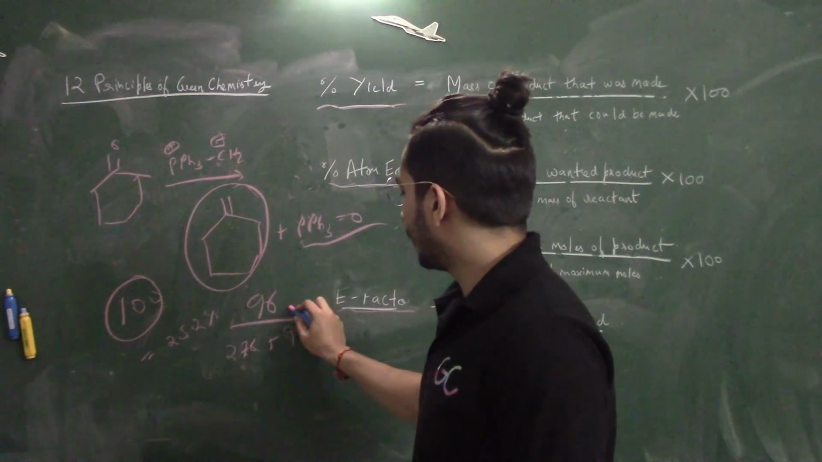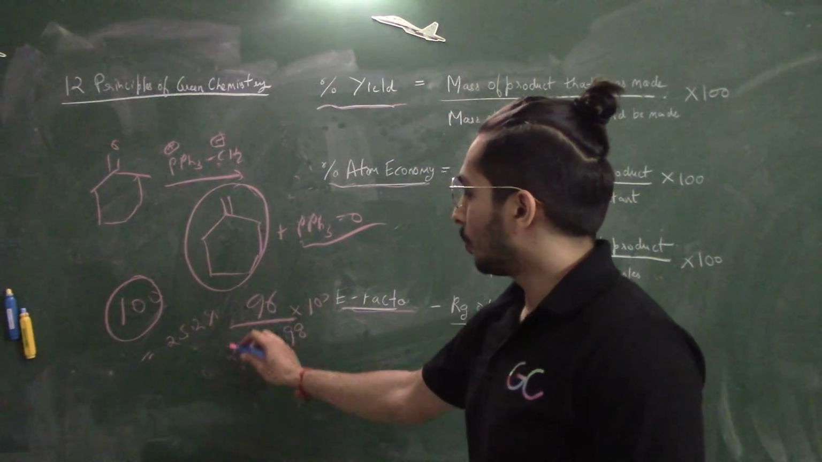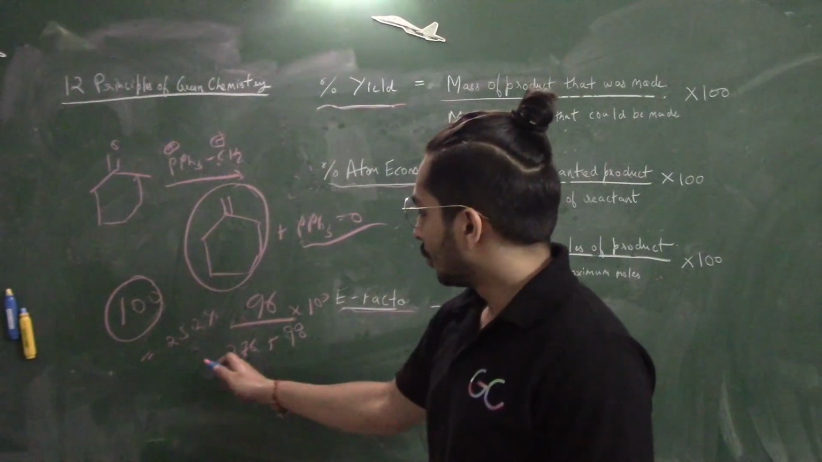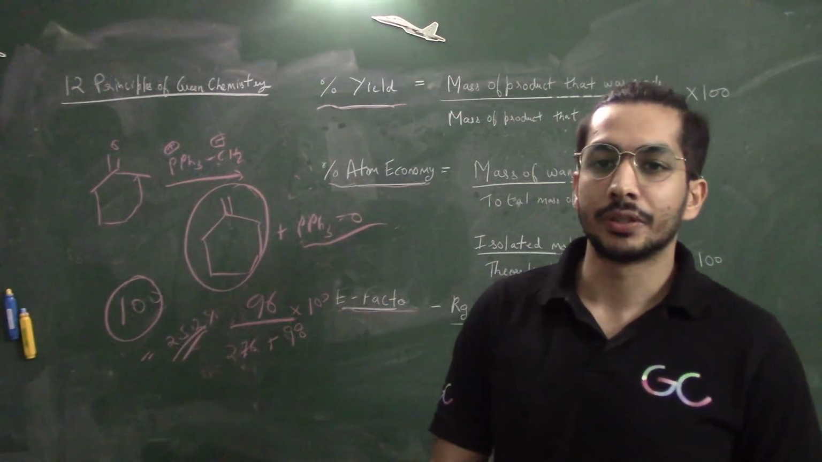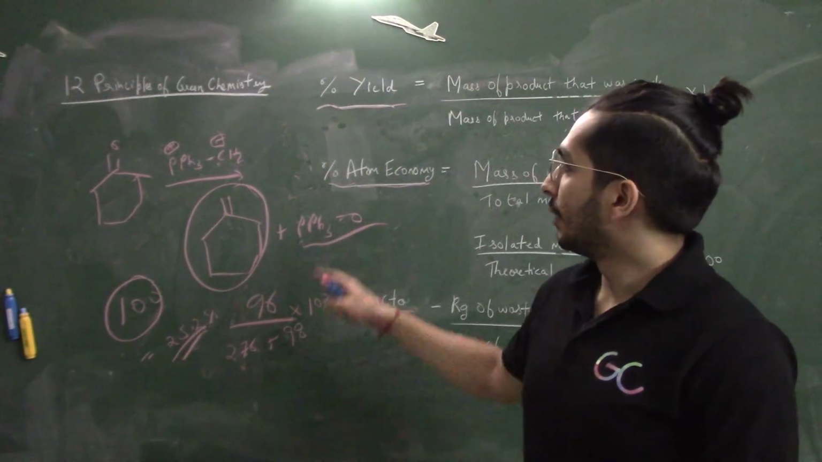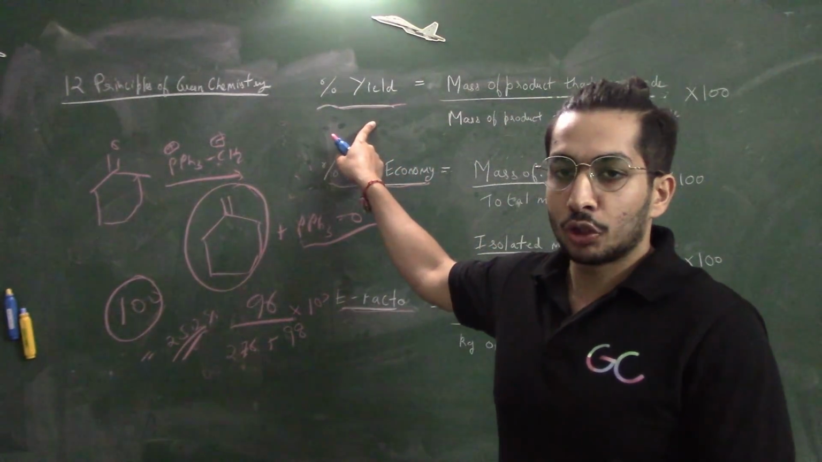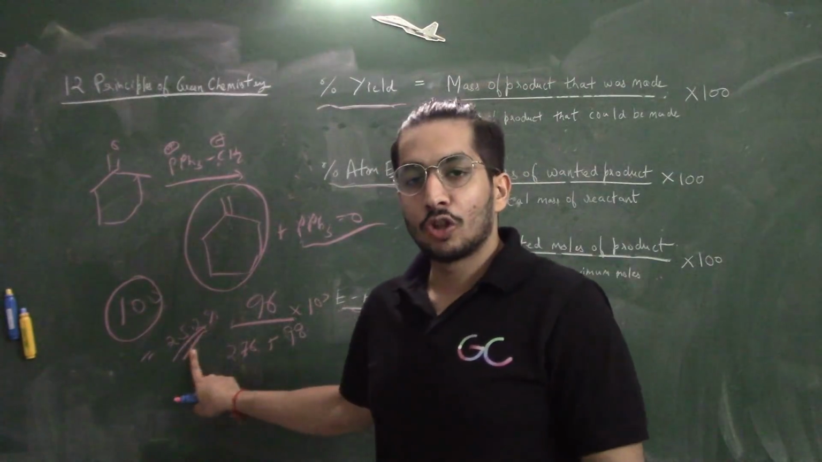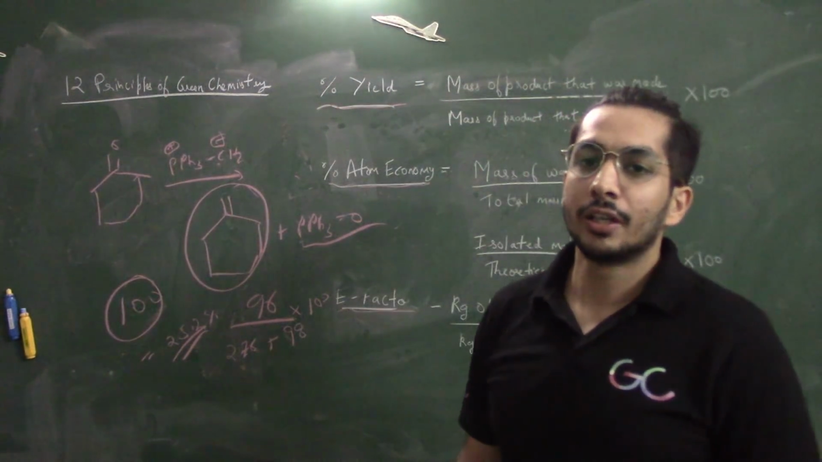Okay, I'll multiply this by 100. So this will be my atom economy. If you do the calculations, I think you will get a value of around 25.2%. So you see that the seemingly very efficient reaction, when you calculated the percentage yield, it came out to be 100. But if you look at the atom economy of the reaction, it is just 25.2%.